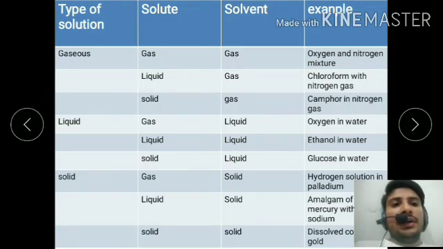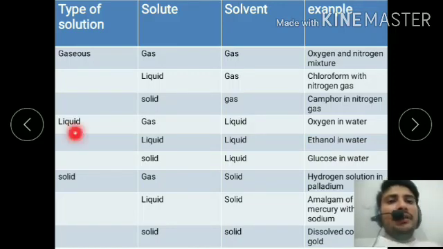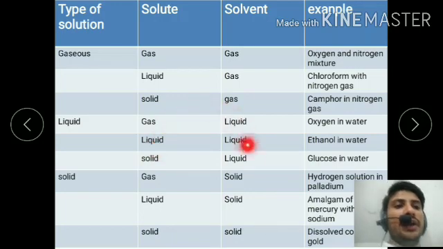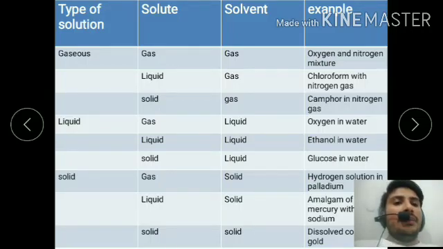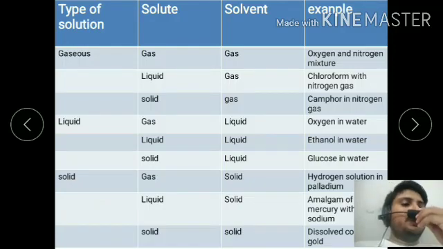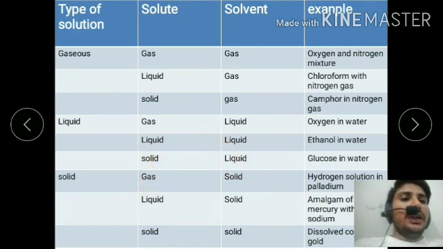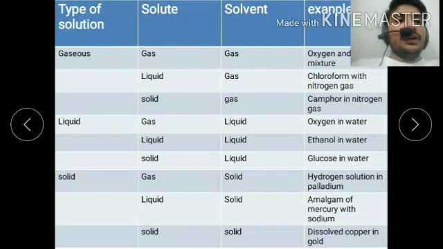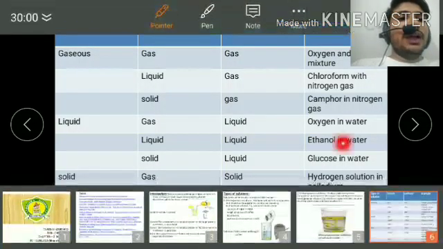Another type of liquid solution is liquid dissolved in liquid. A simple example is wine, ethanol in water. That is a liquid solution. Another type is solid dissolved in liquid. Simple examples are sugar solution and salt solution. These are examples of liquid solutions. Then another type of solution is the solid solution. What are solid solutions? When a gas dissolves in a solid, this is a solid solution. Example: hydrogen in palladium, with palladium in solid form and hydrogen in gas form.